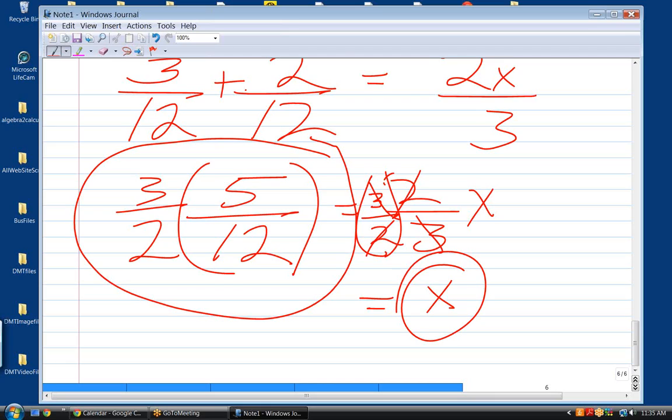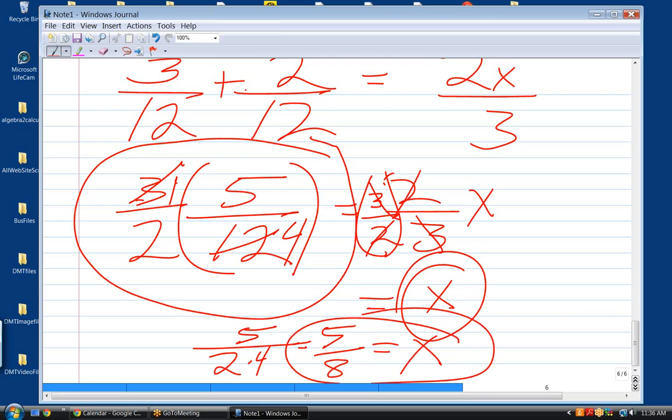What can I divide top and bottom by? 10. No, I can't divide the top by 10, or the bottom. How about 3? I can divide the top by 3, and I can divide 12 by 3. Okay, so if I divide the top by 3, I'm left with a 1. If I divide 12 by 3, I'm left with a 4. Now the problem becomes 5 over 2 times 4, which is 5/8. And that's the way you want to do these problems.